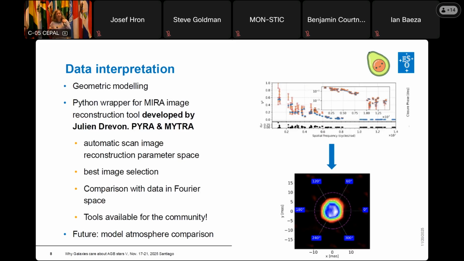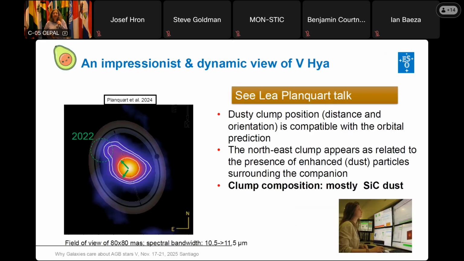In the future, the next thing to do is to use model atmospheres. But I will show you now some images. The first slide is for the work of Leah. Leah will tell you all about this star. When she came to ESO to work on V Hydrae, she was looking for the binary. She came with the orbital solution. And when she got the image, she was super depressed because she was like, oh my God, I got a blob. Then she looked a bit more carefully and she said, oh no, that looks like an avocado. Avocado in Chile is called palta. And that's why we adopted that little avocado up there as a symbol for our program.